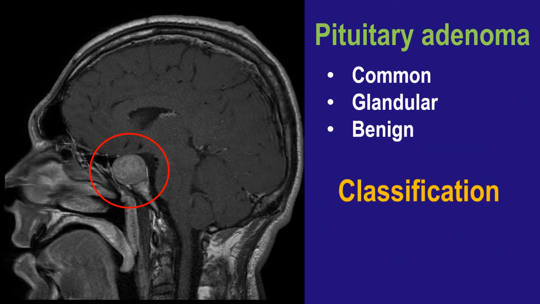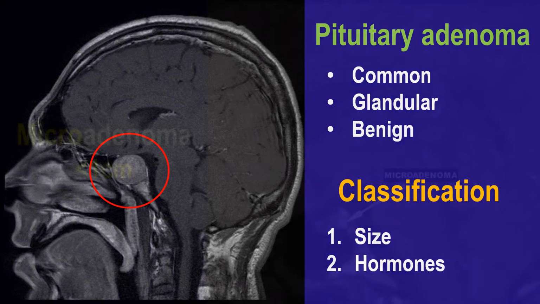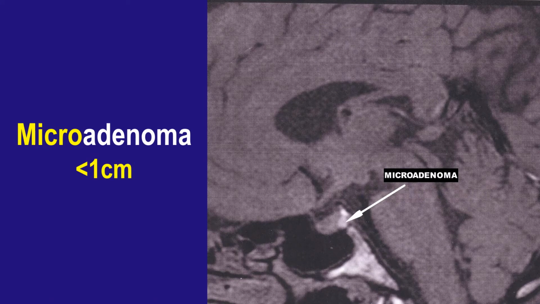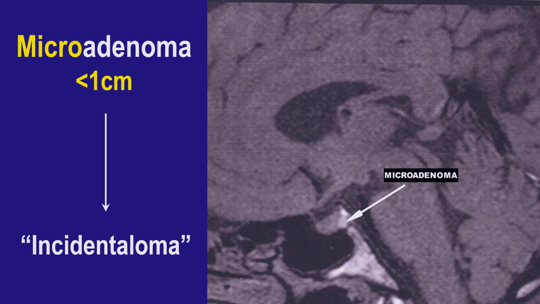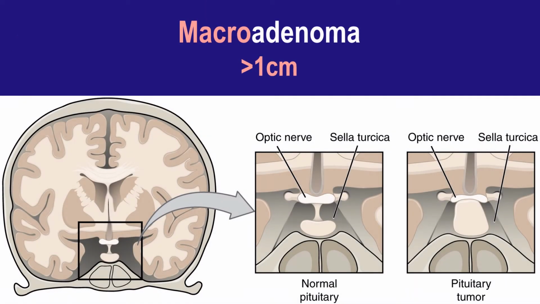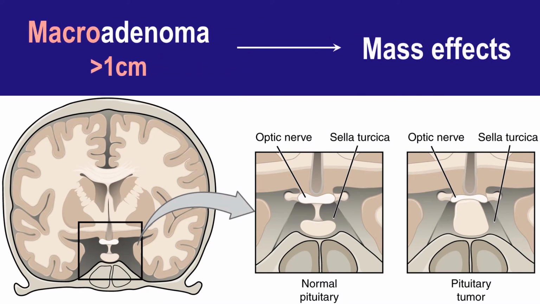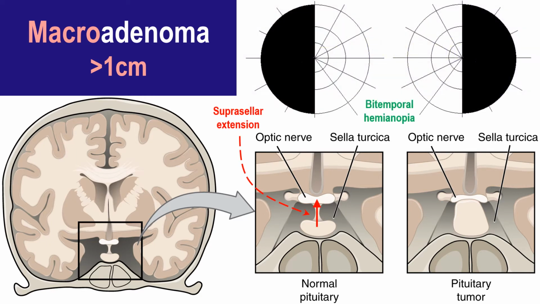You can classify pituitary tumours in two main ways, first by their size and second by the hormone that they produce. Tumours less than 1 cm in size are called microadenomas and are often incidentally found on neuroimaging, being so-called incidentalomas. Tumours greater than 1 cm are known as macroadenomas, and these tumours are much more likely to cause symptoms through their mass effect on surrounding structures, particularly with suprasellar extension that causes compression of the optic chiasm that leads to a bitemporal hemianopia visual field defect.